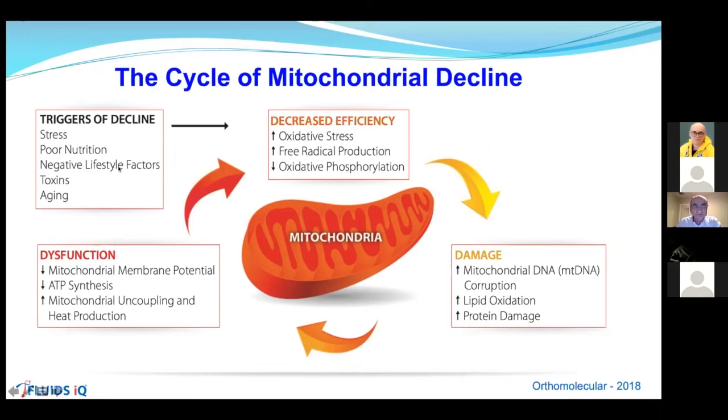So the triggers for this decline are myriad. Stress, of course, poor nutrition, negative lifestyle factors, toxins, aging. We could spend days just discussing all of this, and I know many of you are in this field. By having all these triggers, some or most of them, you end up with decreased efficiency of the mitochondria. There's increased oxidative stress. There are more free radicals being produced than should. And there's less of the normal oxidative phosphorylation, which, as I mentioned earlier, is the way in which the mitochondrion wants to function normally. And there's damage.